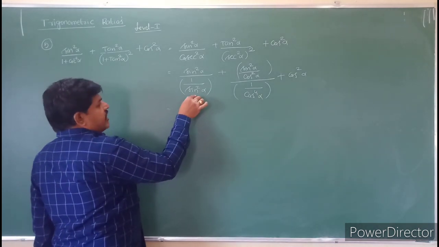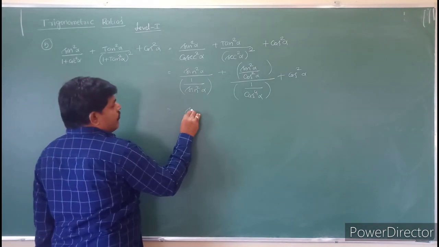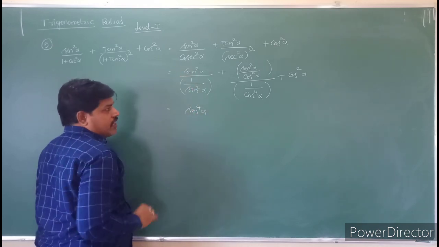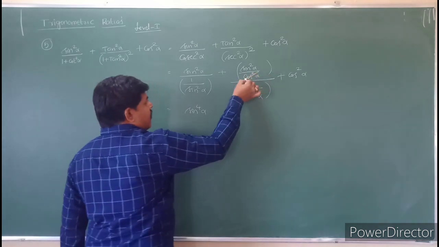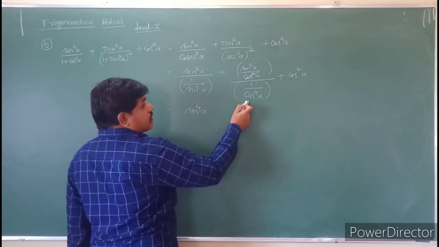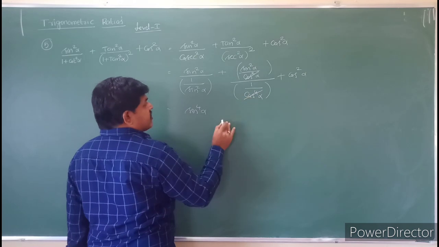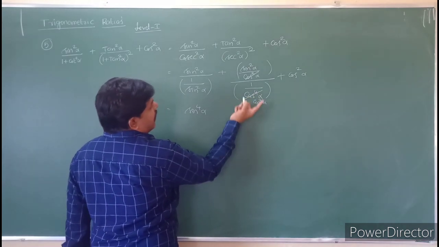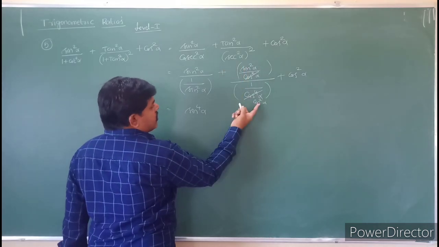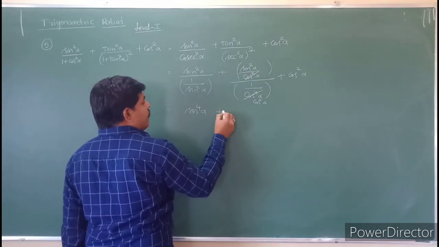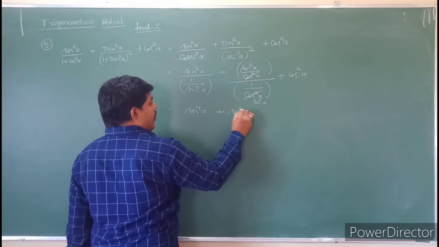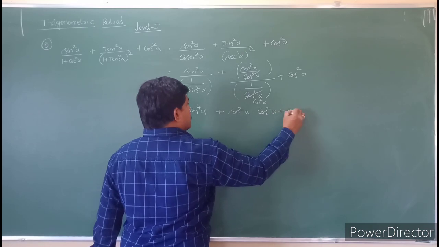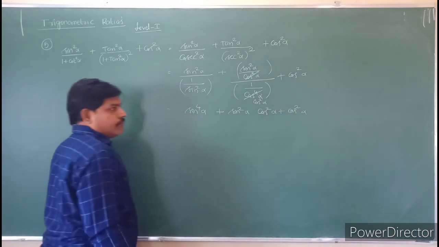So if you take this sin square alpha to the numerator, it will become sin power 4 alpha. Sin square alpha into sin square alpha will become sin power 4. So this is cos square alpha, and here cos power 4 alpha is there. If you cancel this, you will get a cos square alpha. But this cos square alpha comes into the numerator, it will become sin square alpha into cos square alpha, plus cos square alpha.